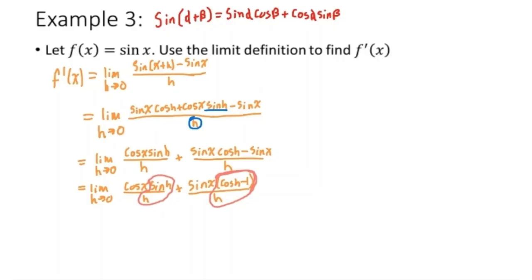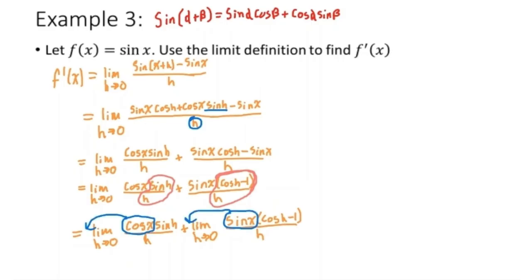If we use our limit properties, we can split the limit of this sum into the sum of the limits. Since cosine x and sine x do not depend on h, and our limit is being evaluated as h approaches 0, then the cosine x and sine x are considered constants and can be kicked out of the limit, thanks to the constant multiplier law. Now we can evaluate the two limits.